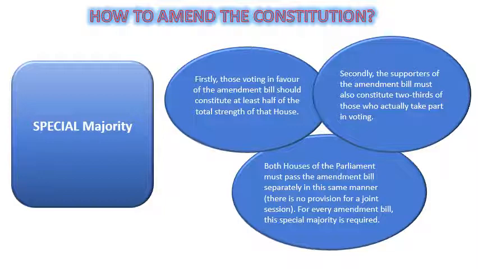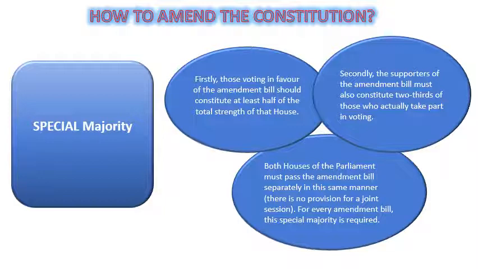For example, if there are 550 members in Lok Sabha, as per the first condition, 275 members are supposed to be present and are supposed to be in favor of the proposed amendment in order to fulfill the first condition. Out of those 275, two-thirds should be supporting and voting in the process. That is the meaning of special majority.